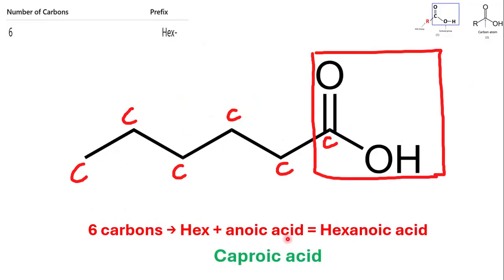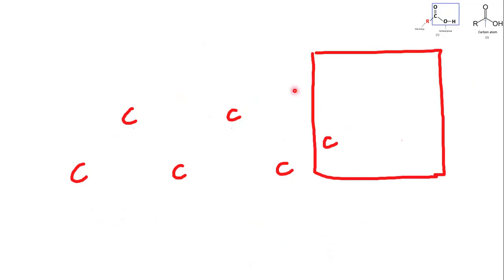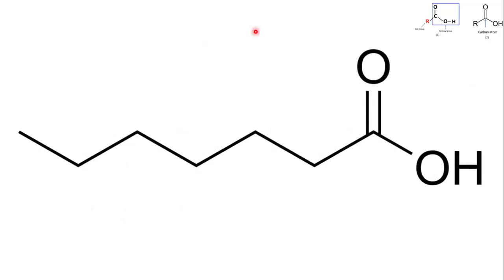Now, the common name for this one is going to be caproic acid. I think we are pros at this now, so that's pretty good. All right. So chemistry is easy. Don't make it hard. So let's move on. So we have this one. First of all, is it a carboxylic acid? Yes, indeed it is.